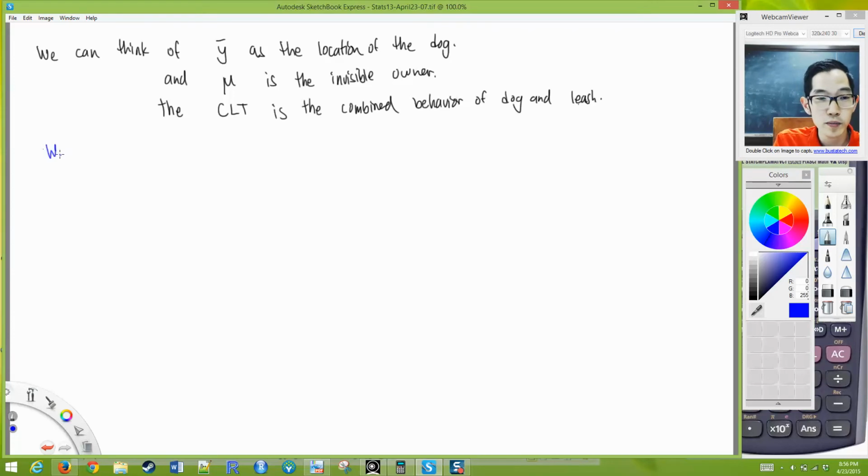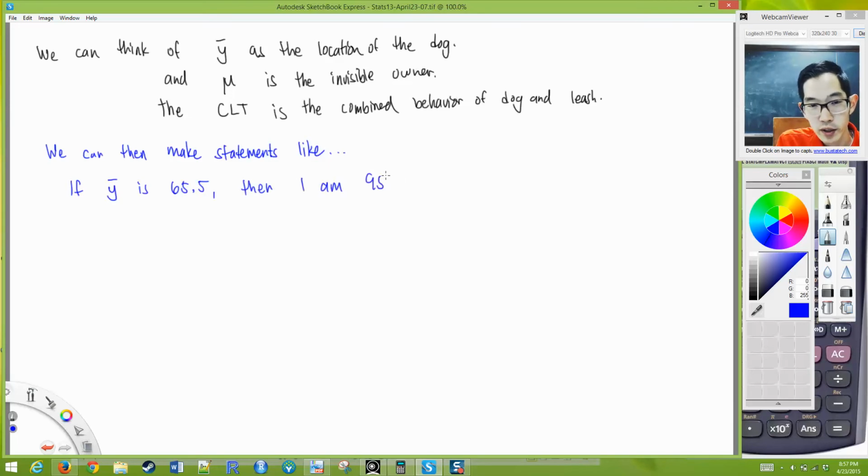So based on the central limit theorem, we can make statements like: if y bar is 65.5, then I am 95% confident that mu, the mean of the population, is within 2 standard deviations of 65.5.